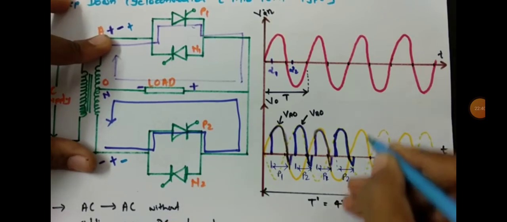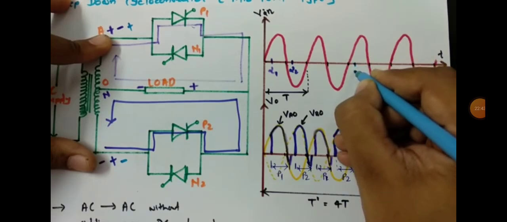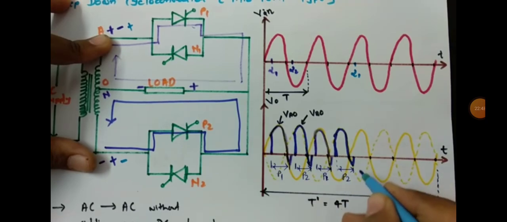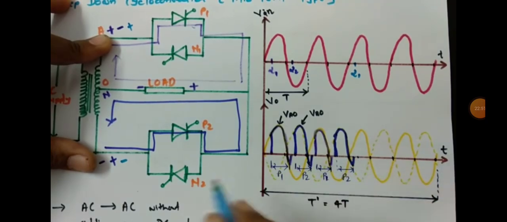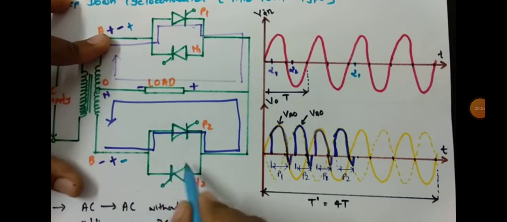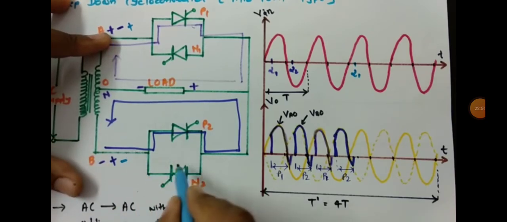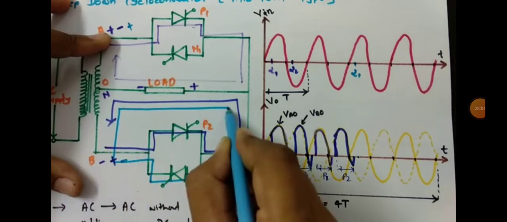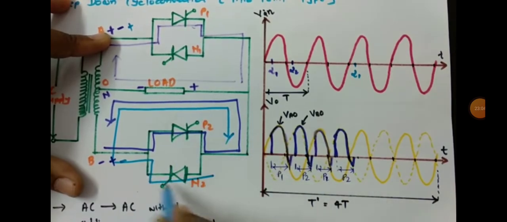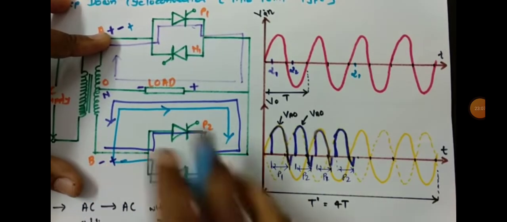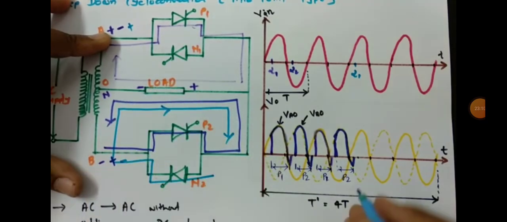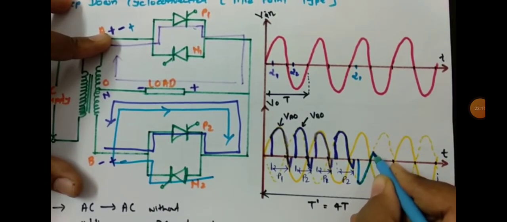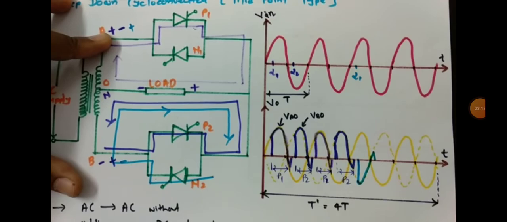So if I trigger N2 at angle alpha 1, as it was there for the positive half triggering, then there will be a negative half. The reason is as N2 is getting triggered, the current direction will be in this direction. So now the current direction is this, and that will make the output negative. That is how the output will appear, and due to the inductive load a negative spike will be there.